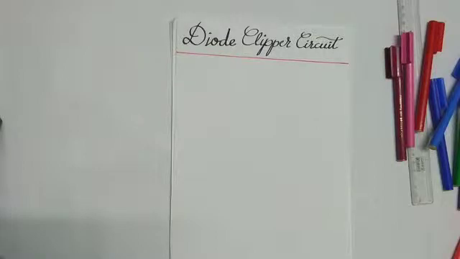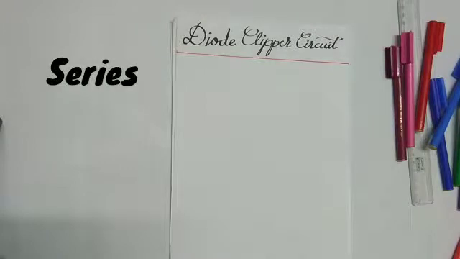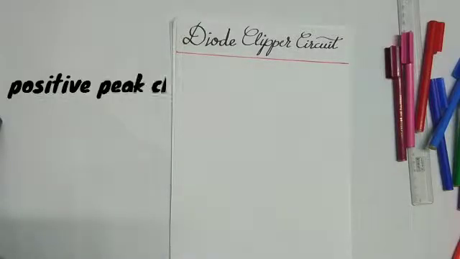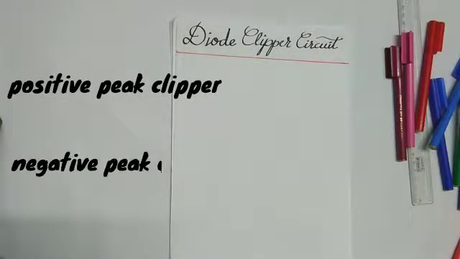In this video, I'm going to explain how to draw diode clipper circuits. Yes, there are many types of diode clipper circuits according to the placement of the diode in the circuit, like series diode clipper and shunt diode clipper, and also depending upon the output waveform, like positive peak clipper and negative peak clipper.